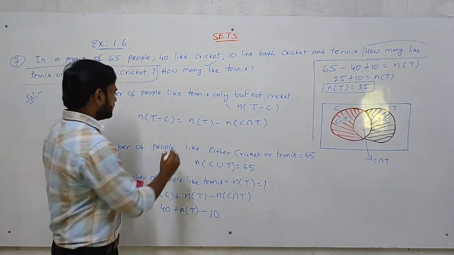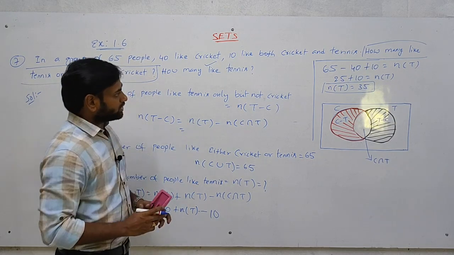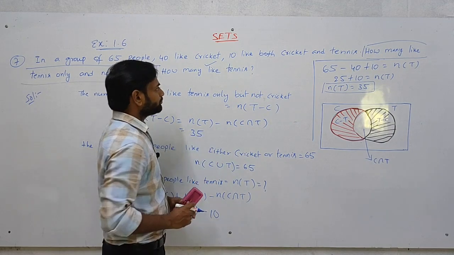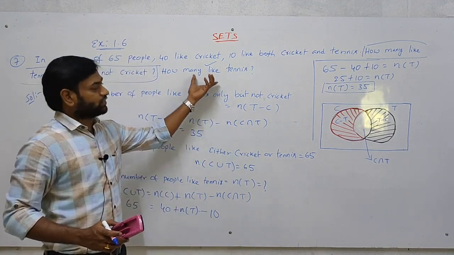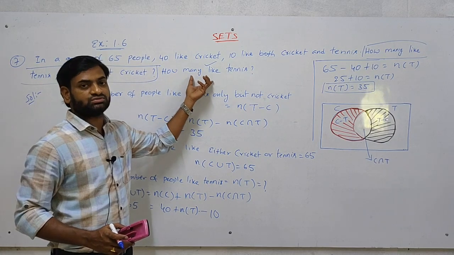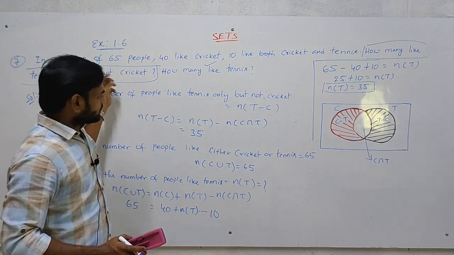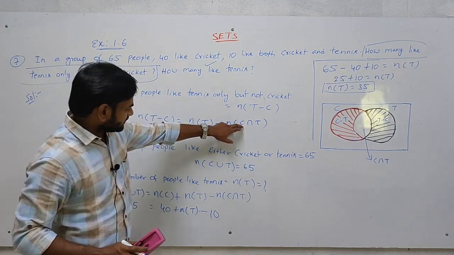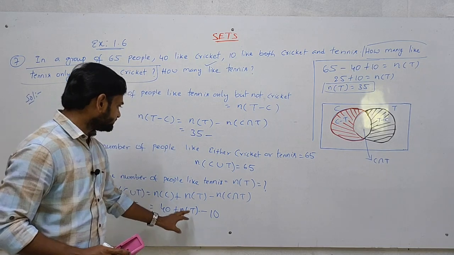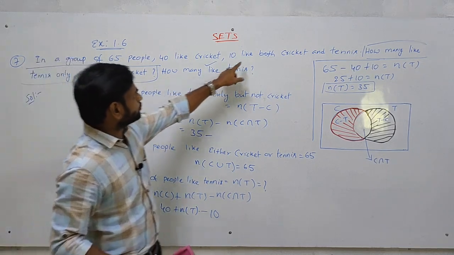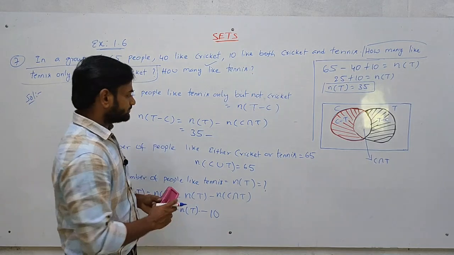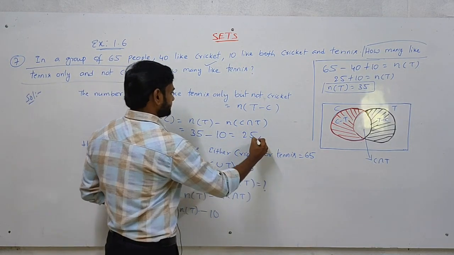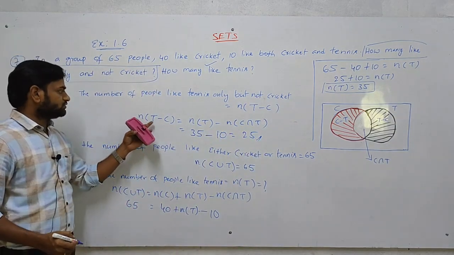Okay. Now n of T, what is n of T you got? n of T you already got as 35. That's why I told you previously that I am finding this one first, because if you find this one first, then only you can solve this one. So n of T is 35 minus n of C intersection T. n of C intersection T, that is n of both, is 10. That is 35 minus 10 is 25, which is equal to n of T minus C.